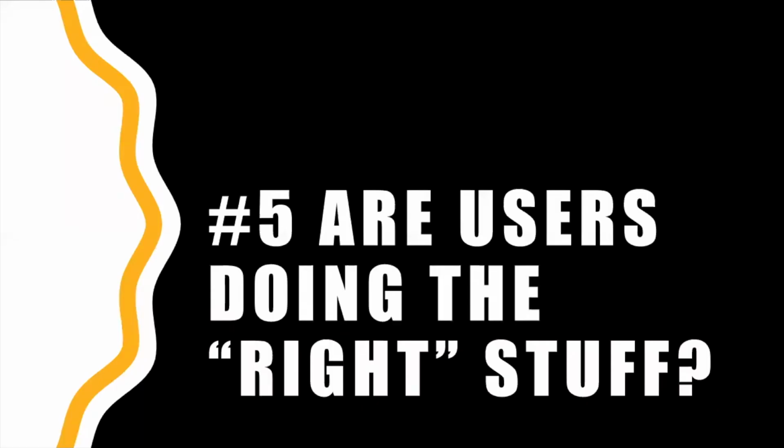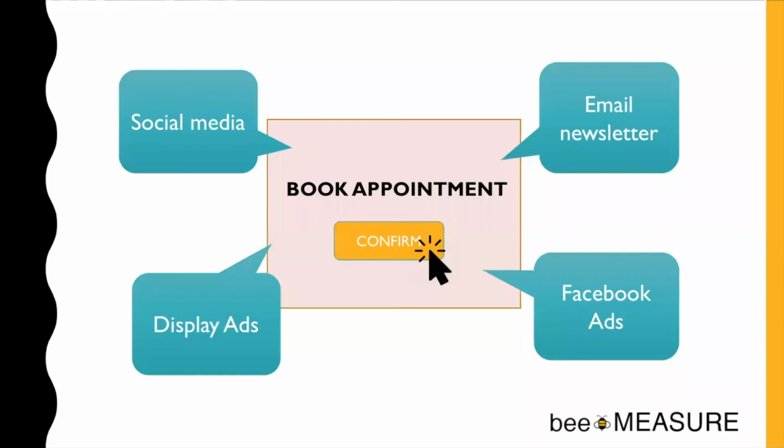All right, and then that brings us to the last point, number 5, which is, are users doing the right stuff on the website? So we talked a lot about how to filter so you're tracking the right users, how to get information about all of your traffic sources, how to get extra data about your users. That's all cool to know, how many people are coming to your site and how they're getting there. But the main thing we want to know ultimately is, are they doing what I want them to do on the website?